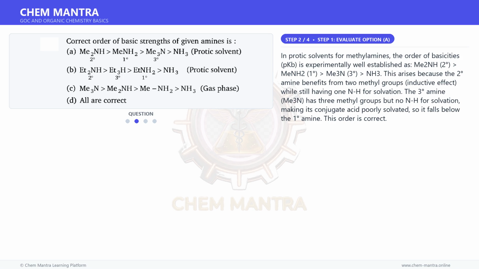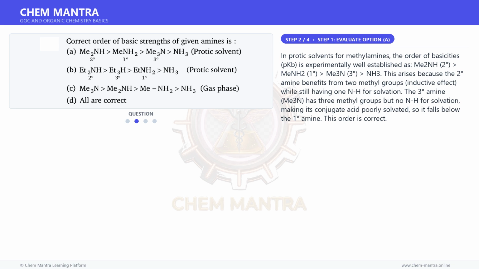Moving on to the next step. In protic solvents for methylamines, the order of basicities, pKb, is experimentally well established as Me2NH (2 degrees), MeNH2 (1 degree), Me3N (3 degrees), NH3.